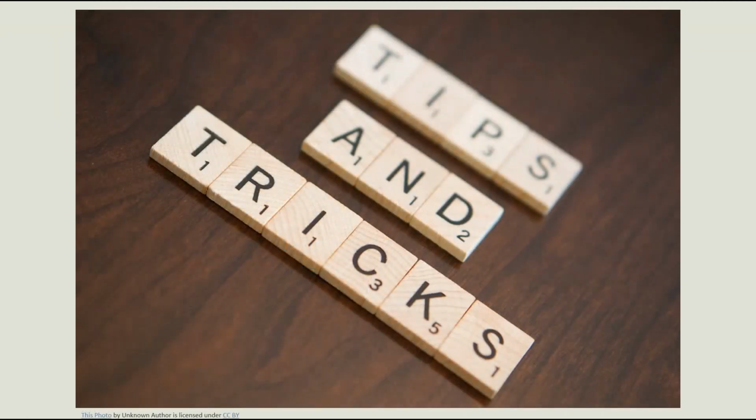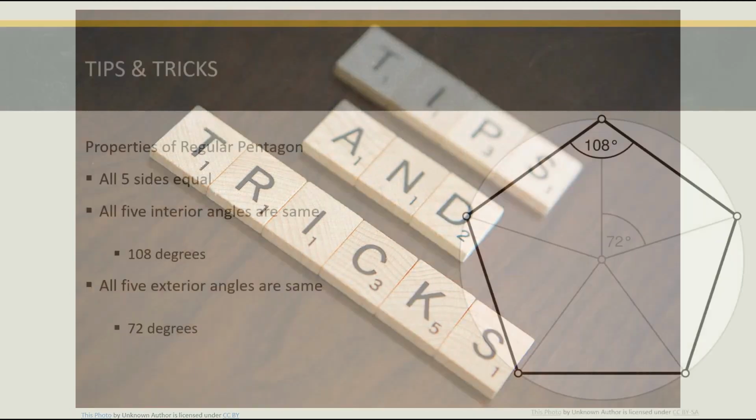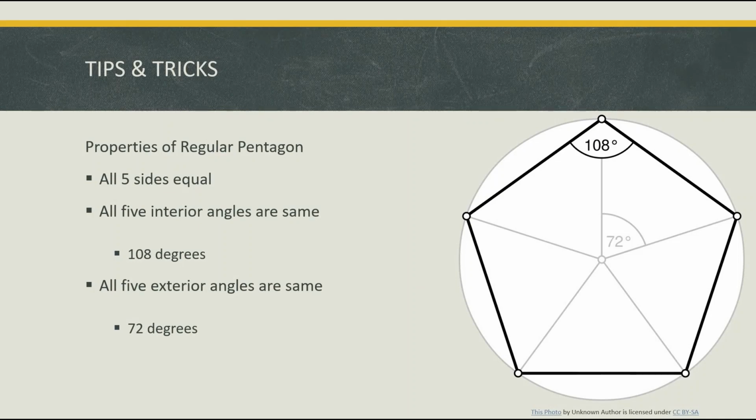When solving every problem, we can use some tips and tricks that I'm going to talk about now. Since we were dealing with the regular pentagon, let's look at some of its properties. In a regular pentagon, as we all know, all five sides are equal. All interior angles, the angle between any two adjacent sides, are 108 degrees. How we got 108 degrees, I'll try to cover in another video.